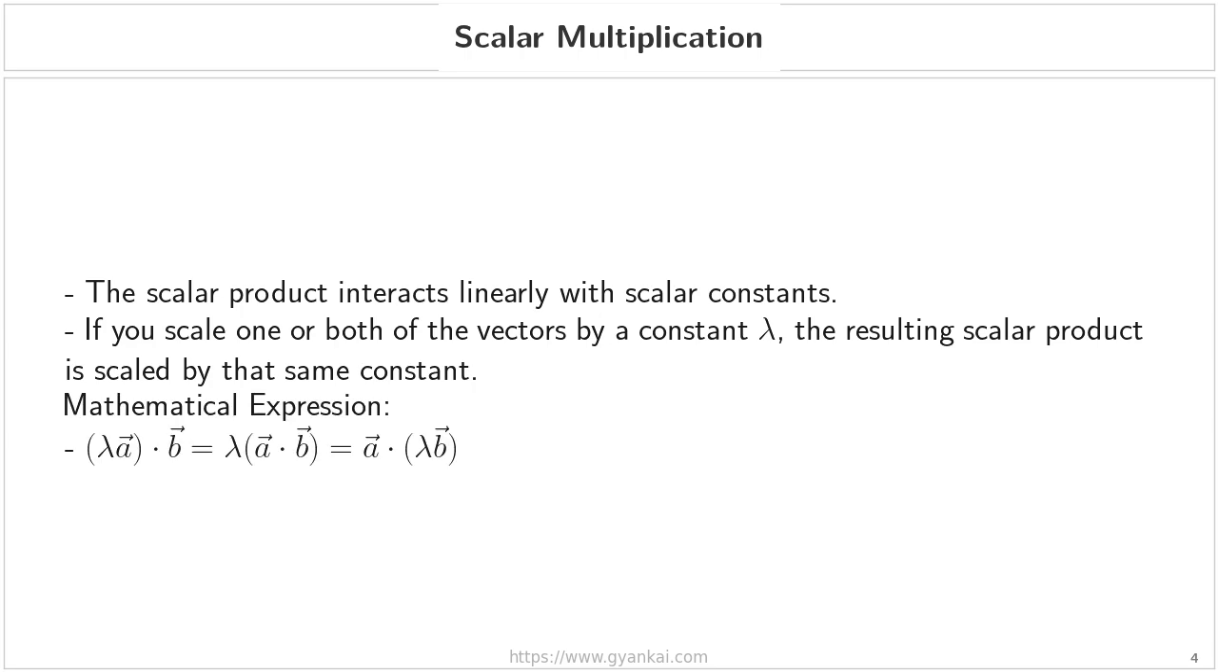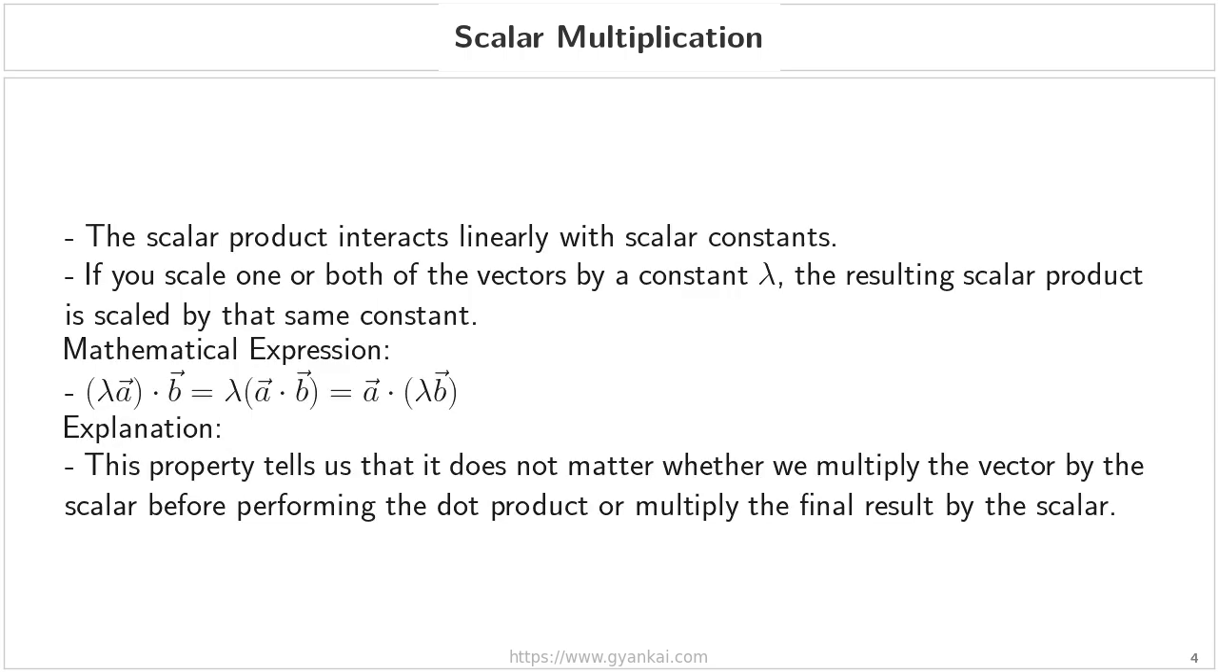If we look at the mathematical expression on the screen, you can see this written as lambda vector A dotted with vector B, equals lambda times the quantity vector A dotted with vector B, which is also equal to vector A dotted with lambda vector B.